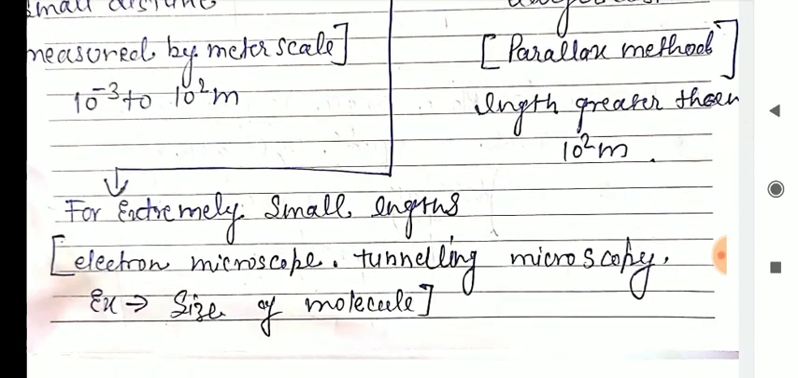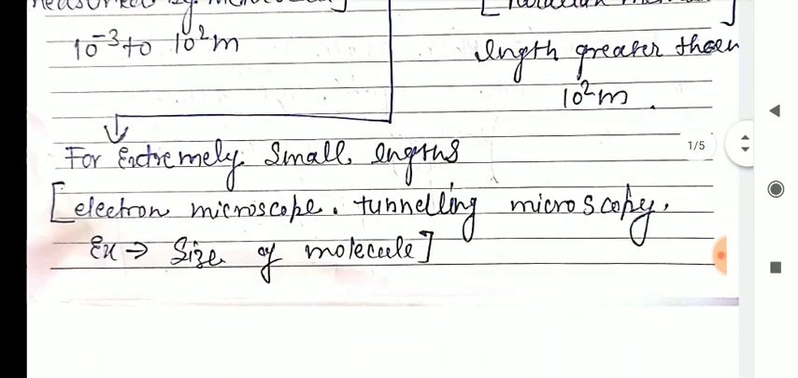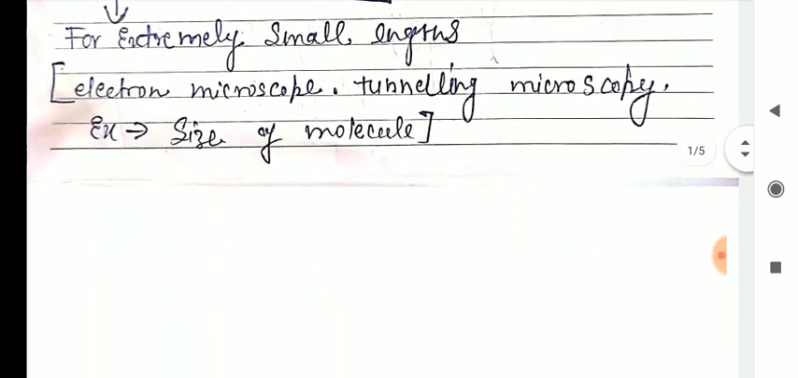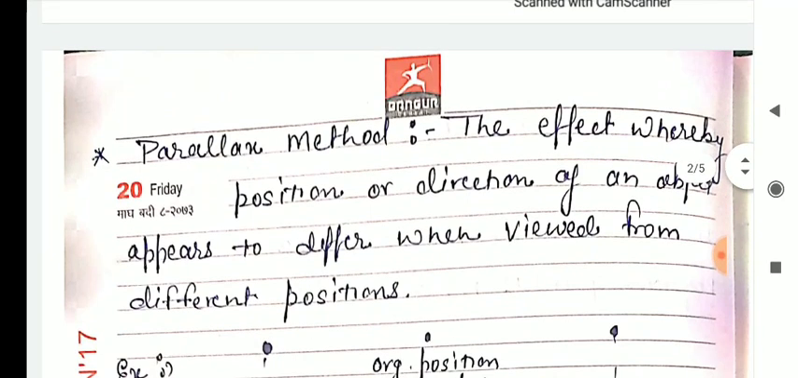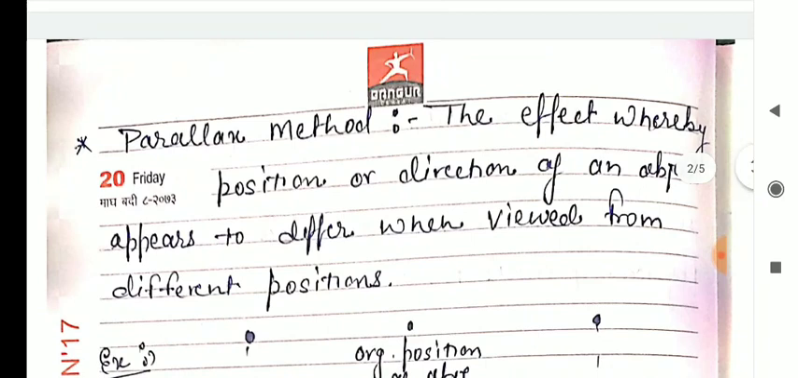If we have any length that is greater than 10 to the power 2 meter, we can calculate that distance with the help of the parallax method. So today we are going to discuss the parallax method. Now the question is, what do you mean by parallax? There is a very short example to understand the phenomenon of parallax.